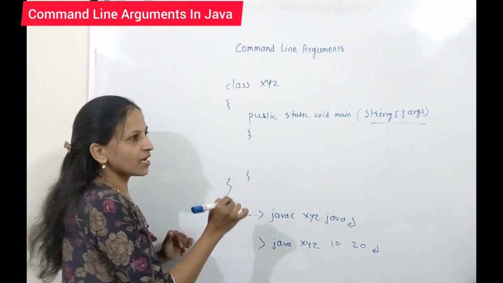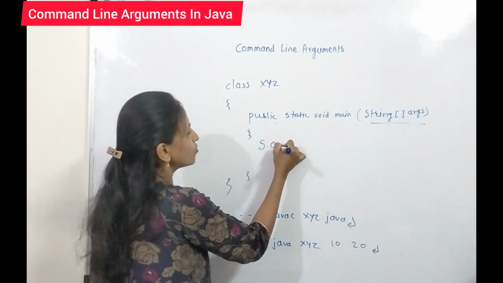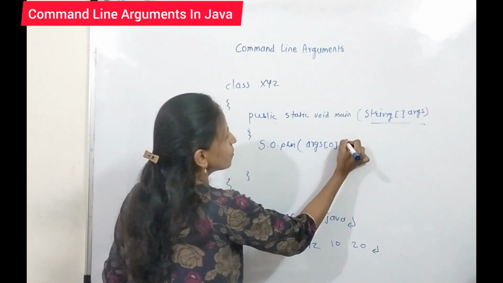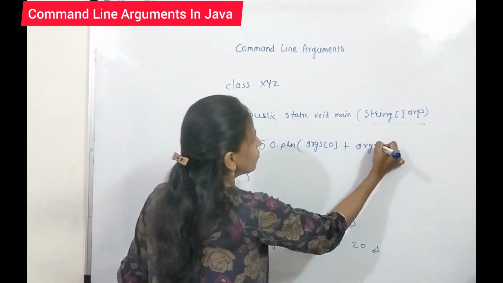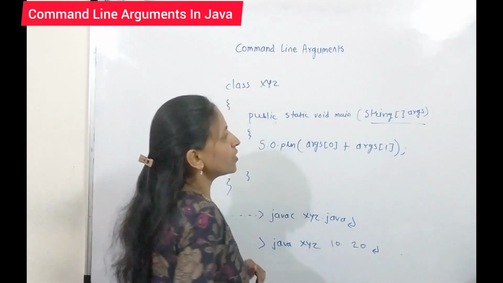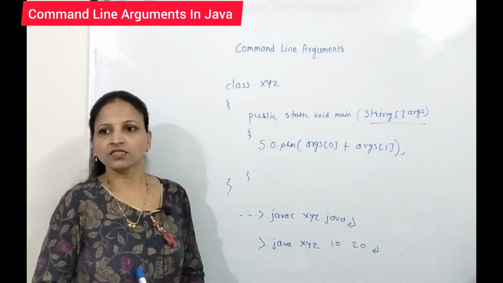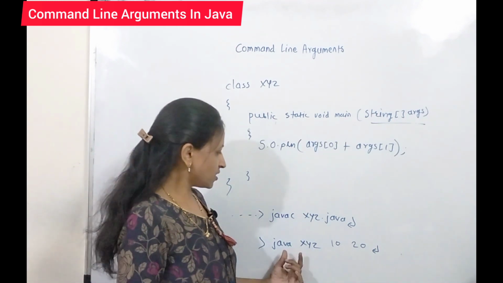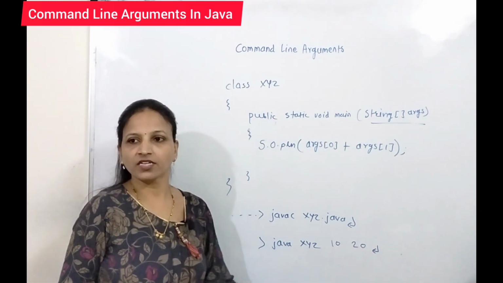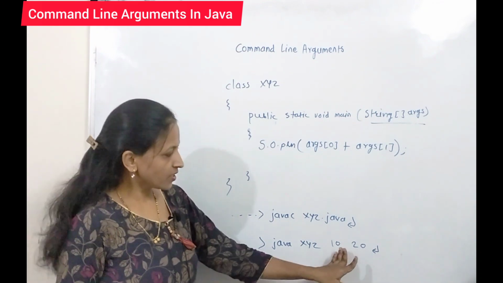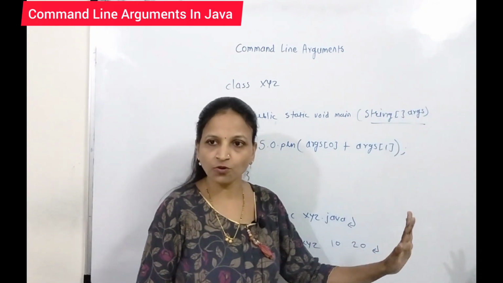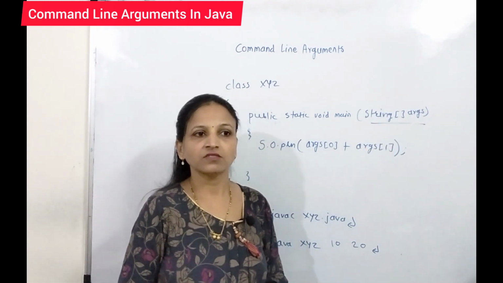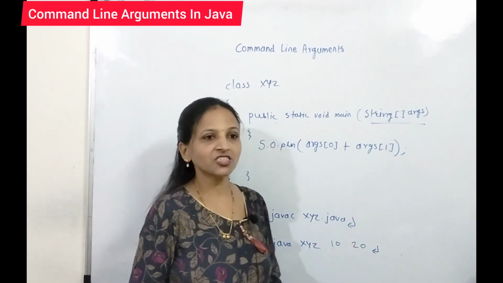Simple. First I am writing like this, System.out.println(args[0] + args[1]). Then tell me what output you will get here. See, here we are running the program like this, java XYZ 10 20. This 10 will be considered as args of 0 and 20 will be considered as args of 1. It will be considered as a string.